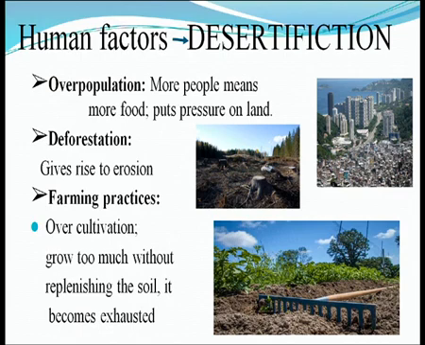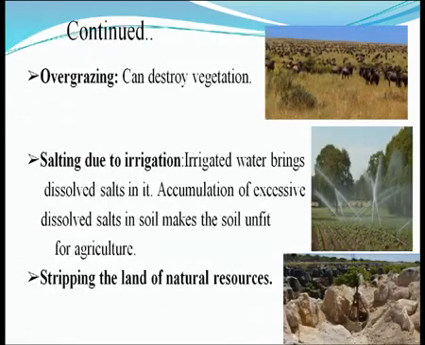Human factors. First and foremost is overpopulation. More people in an area means more food, more inputs, more pressure on land, leading to deforestation, which gives rise to erosion, and then leading to newer farming practices. Over-cultivation, growing too much without replenishing the soil, leaves it exhausted. Overgrazing can destroy vegetation. On your screen you can see cattle using a green pasture.